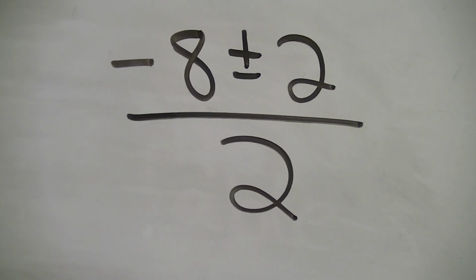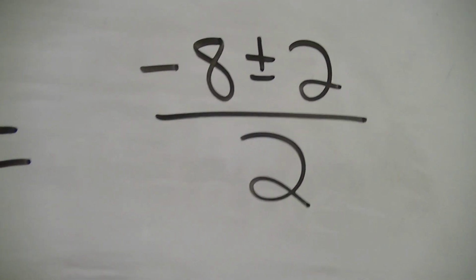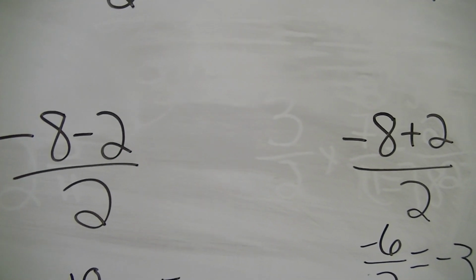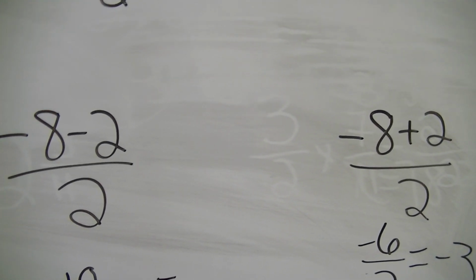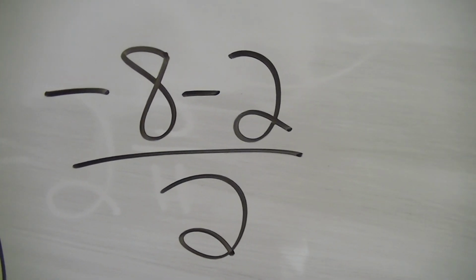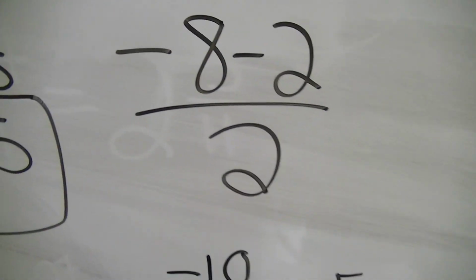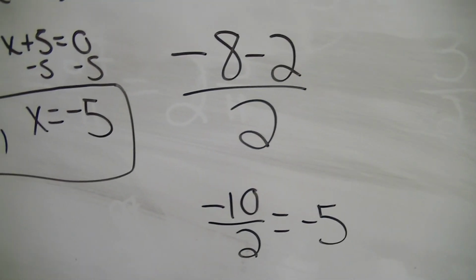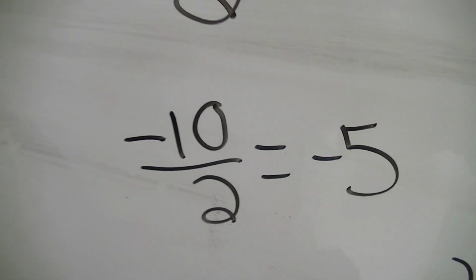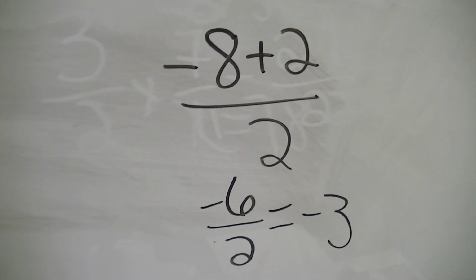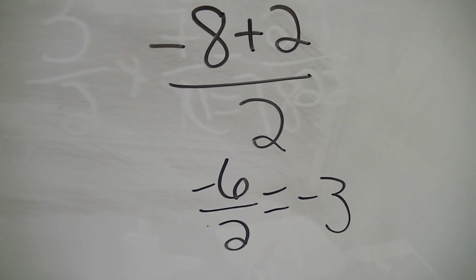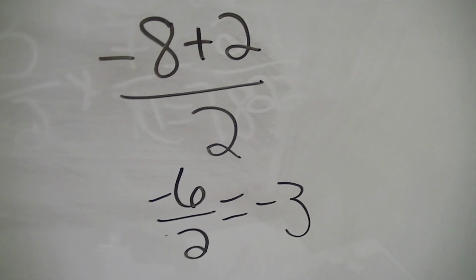So now that plus or minus comes in to mean that we have two different scenarios. We have one answer where negative 8 minus 2 over 2, and the other answer is going to be negative 8 plus 2 over 2. So let's break these down one at a time. Let's focus on this one here. Negative 8 minus 2 over 2, negative 8 and a negative 2 gives us a negative 10. Negative 10 divided by 2 gives us an answer of negative 5. And on this side, negative 8 plus 2 over 2, negative 8 plus 2 gives us negative 6 over 2, and that gives us an answer of negative 3.